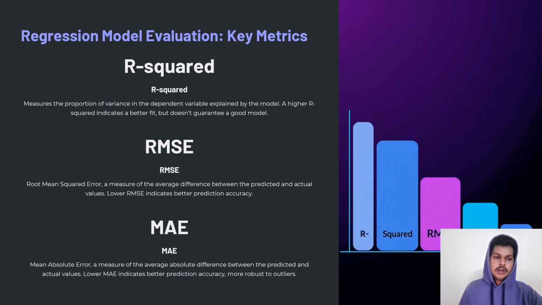MAE, mean absolute error. It is a measure of the average absolute difference between the predicted and the actual values. Lower MAE indicates better prediction accuracy and is more robust to outliers.